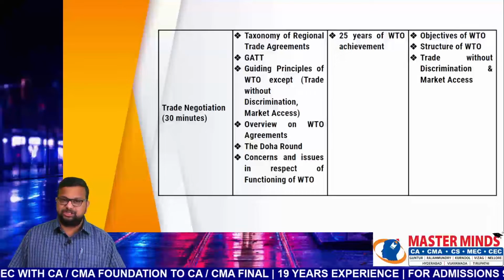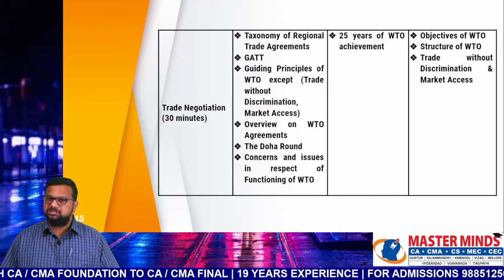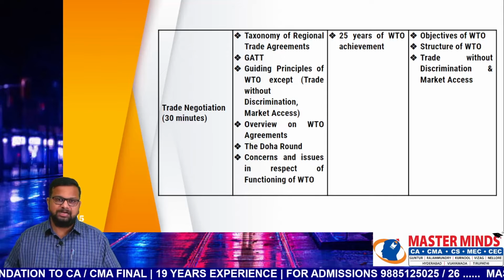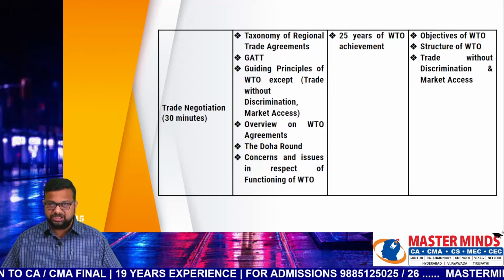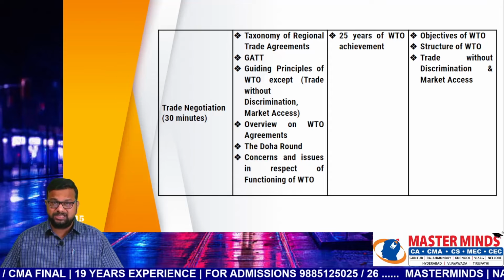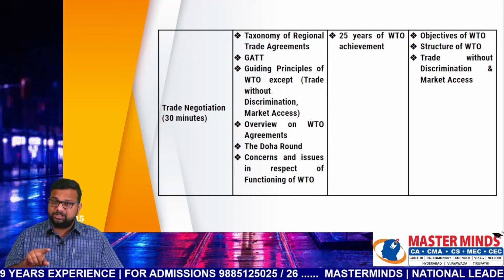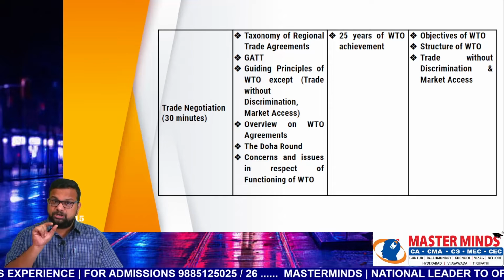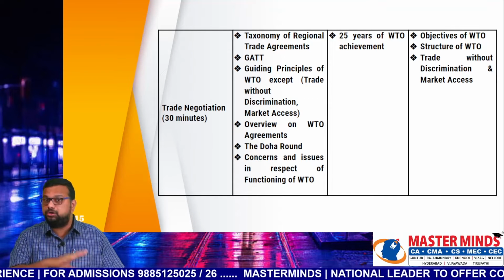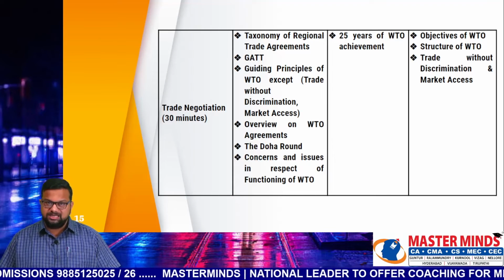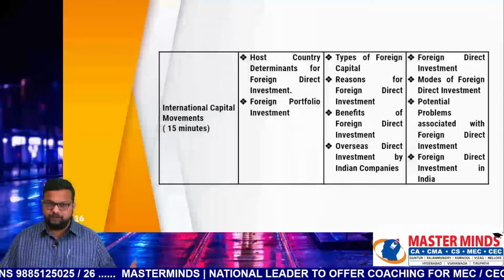Okay. Next, trade negotiations. For this 30 minutes is enough. So the first priority topics in this chapter are taxonomy of regional trade agreements, GATT, guiding principles of WTO, except trade without discrimination and market access. Because these were already asked in previous examinations, these two have been shifted to the third priority list. Overview on WTO agreements, the Doha round, concerns and issues with respect to functioning of WTO.